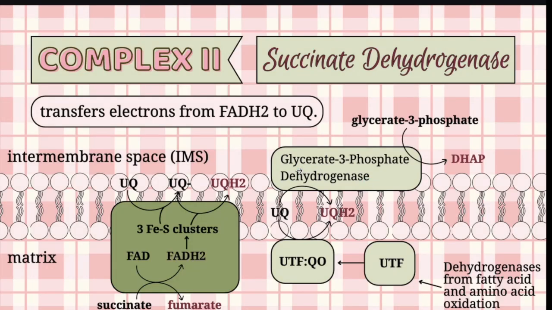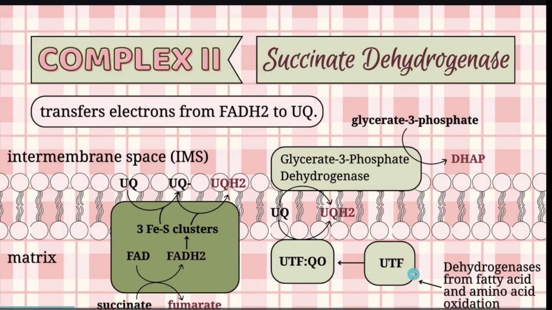So now what you'll notice about complex 2 is that we have alternatives for complex 2. Not all electrons will be donated through complex 2. What are these alternatives? You have two. You have glycerate 3-phosphate dehydrogenase and you have UTF. Glycerate 3-phosphate dehydrogenase, we'll go through later because it's involved in a process called the glycerate 3-phosphate shuttle. But we can go through UTF for now.